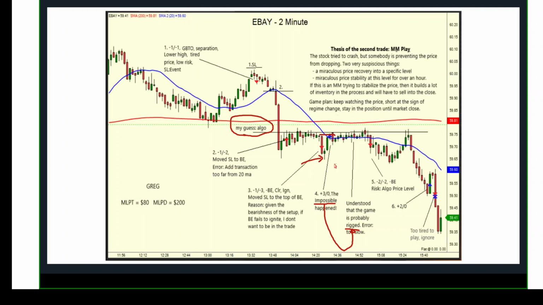So probability means that 8 out of 10 times it will work, but probability also means that 2 out of 10 times it will not work. This is just one of those 2 out of 10 times. So there's no need to look for explanations like rigged games or algos playing against you. There's no need to do that. It's just a stop out, nothing else. Okay?